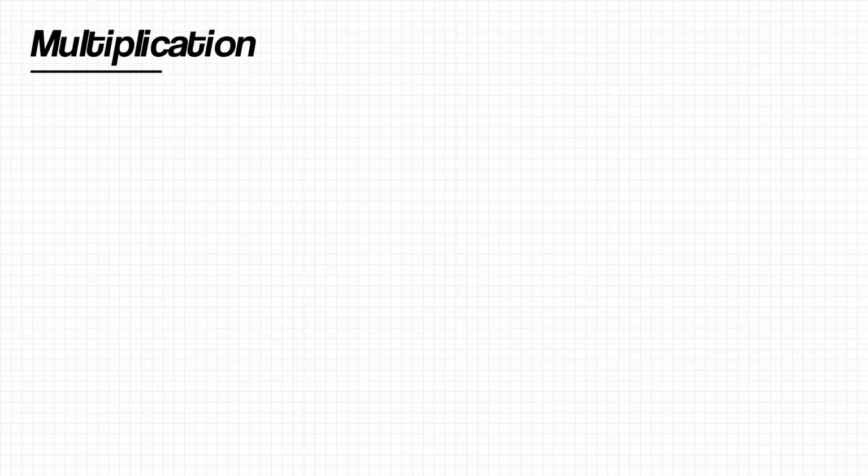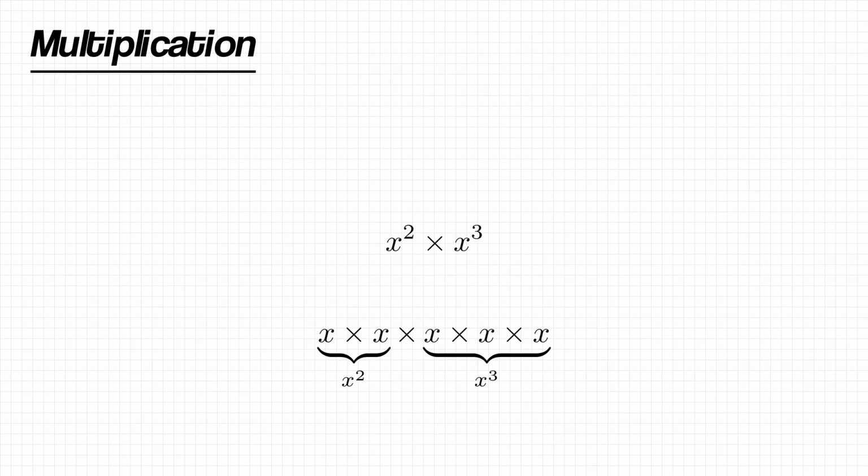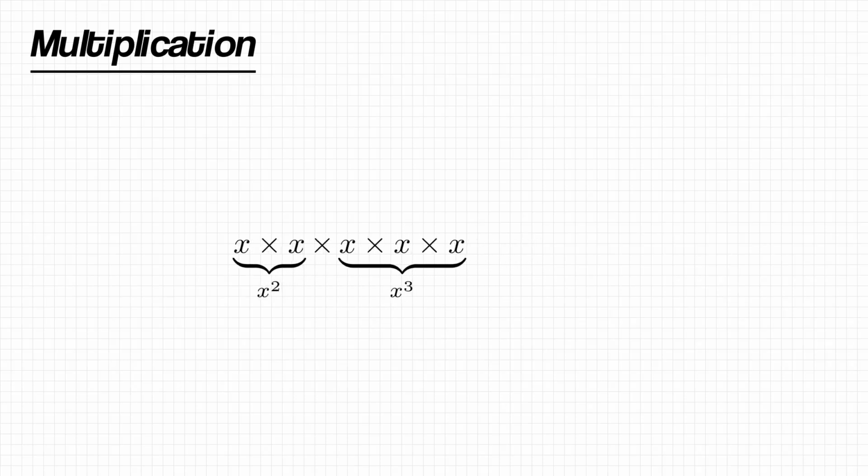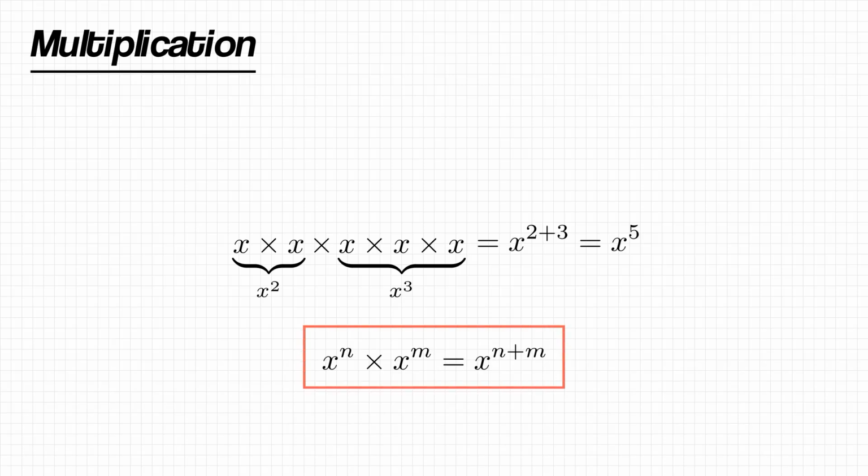Next, let's look at how to combine indices under multiplication. As an example, we'll look at x squared times x cubed. If we break each part down using the definition, that would be 2 lots of x, then multiplied by 3 lots of x. Counting up all the x's, we have 2 plus 3 lots of x, meaning the combination would be x to the 5. We can now see the general rule for multiplying indices of the same base is to simply add the powers.